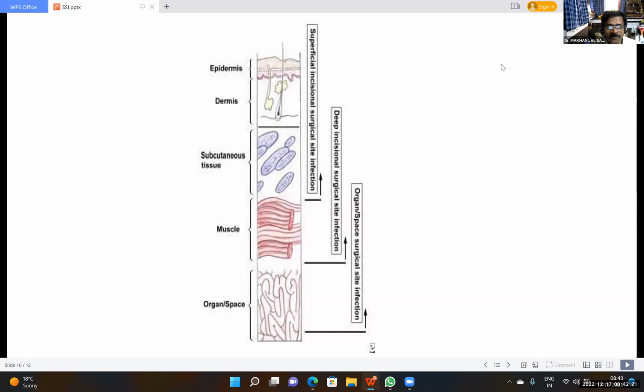So we pass on to Dr. Uma, who is a second year junior resident at SSKM IPGMER, who will present management of wound infection. Uma, you can share your screen.